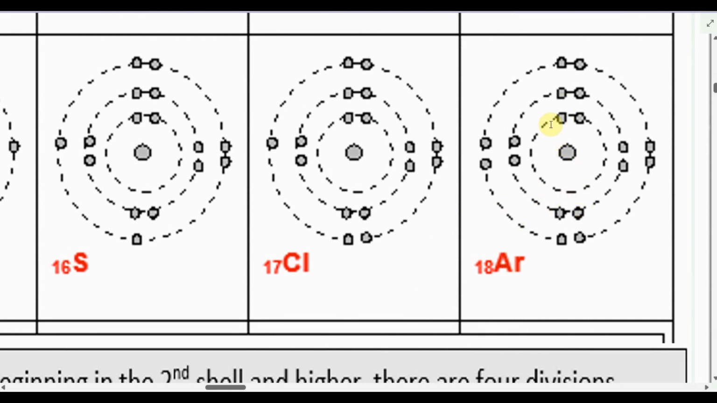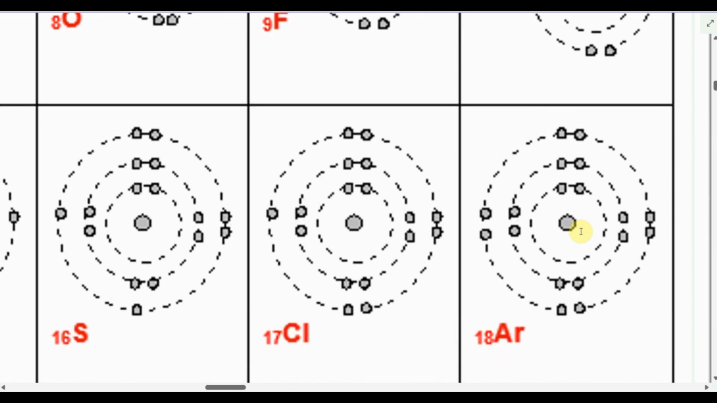The first 2 fill the first shell like helium. The next 8 fill the second shell like neon, and the next 8 go into the third shell. Argon, like the ones above it in group 8A, is inert.